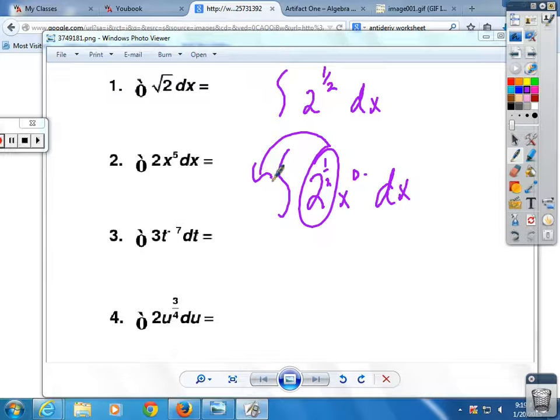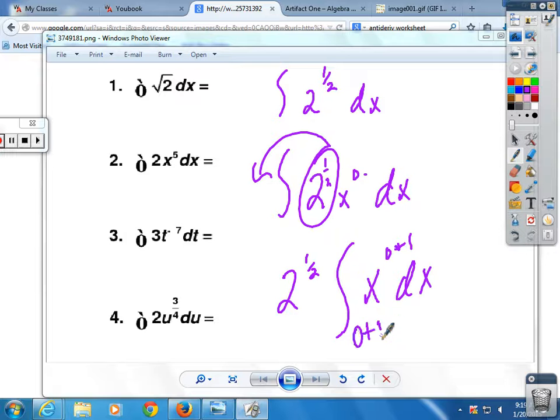Why do you do that? Makes it easier. And when you get to Calc I and differential equations especially, if you see a constant, the first thing you do besides change a radical to an exponent is pull all that out. So you get 2 to the 1/2 power times the antiderivative of x to the 0 dx. Now you're ready to take the antiderivative. That's plus 1 here, and plus 1 here. And that gives us 2 to the 1/2 power times x to the 1 over 1, which is 2 to the 1/2 power x plus c.